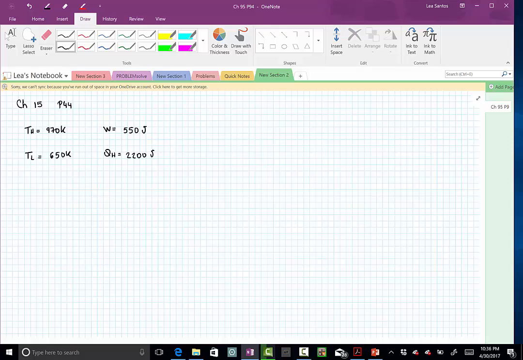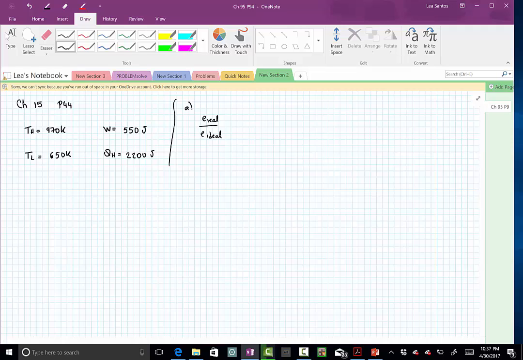Okay, now comes some questions. First, we want to compare the efficiency of this real engine with the efficiency of an ideal engine. The ideal one is for the Carnot engine. So this is question A. All right, so this we know how to solve. We have to find each one of these efficiencies and then just look at this ratio.